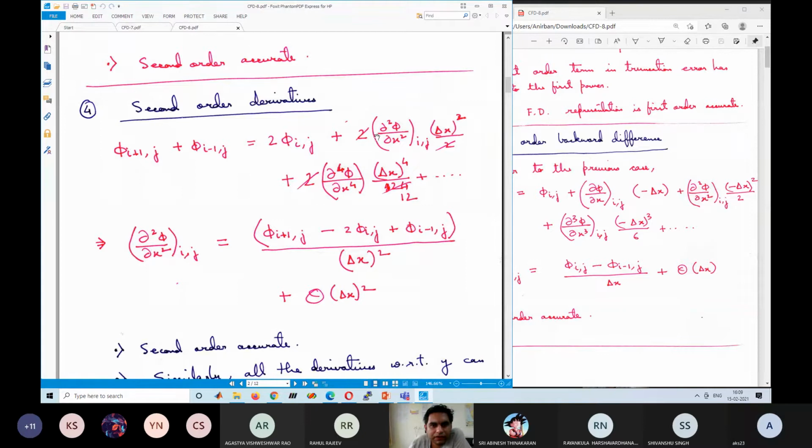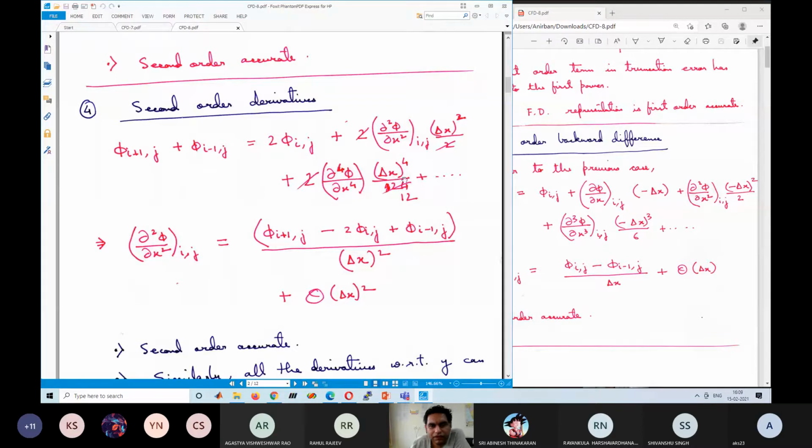So now we can represent this del square phi del x square. You take it to one side. This 2 gets cancelled. So you are left with one extra delta x square, so you have to divide by delta x square. So what do we have on the other side? Phi i plus 1 j plus phi i minus 1 j minus 2 phi ij divided by delta x square. Plus what is the order of truncation error? Delta x to the power 4. So this will be on the other side.